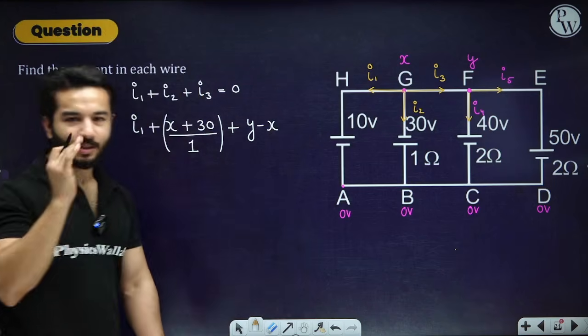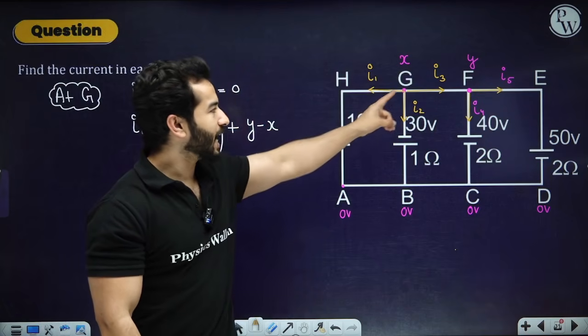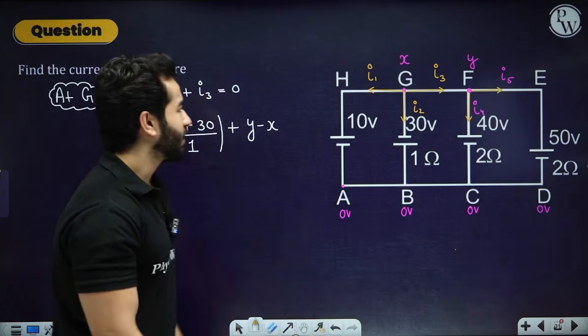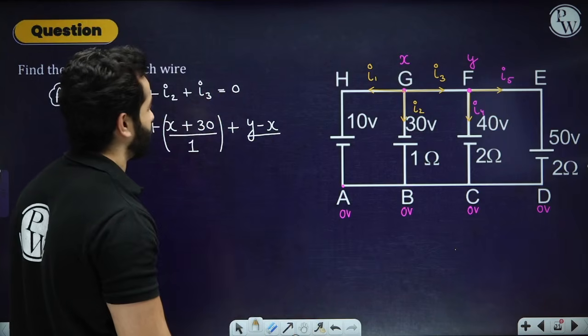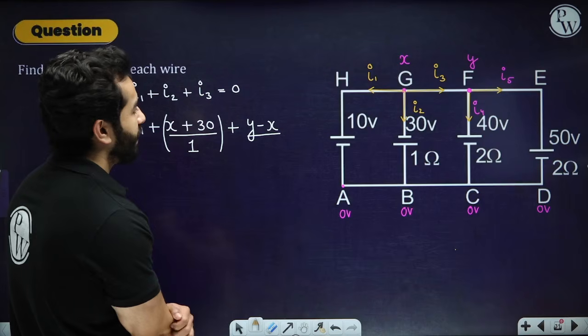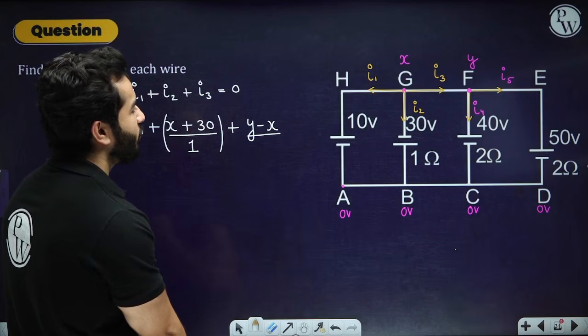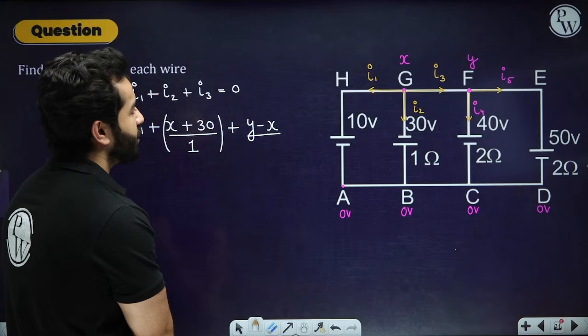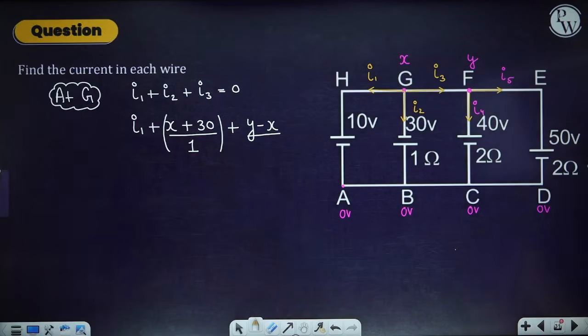Why I've written something like this? Because if I have assumed the direction of I3 to be this, I know that Y will be at higher potential, right? So Y minus X divided by, just a second. Can we do anything else than this? Is there any other way for this one? Let's check, because we don't have any resistance given in I3 also, right? So we'll have to use another way. All right, no worries.